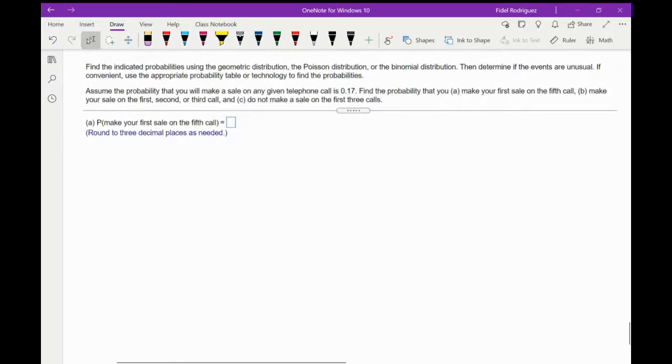So the question here says, find the indicated probabilities using either the geometric, the Poisson, or the binomial. Determine if the events are unusual. If convenient, use the appropriate probability table or technology to find the probabilities.